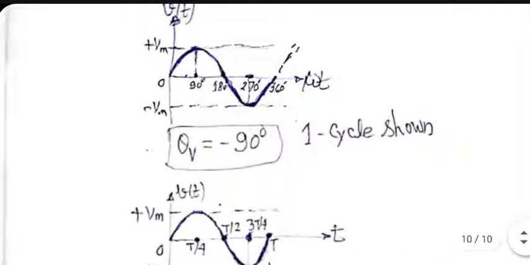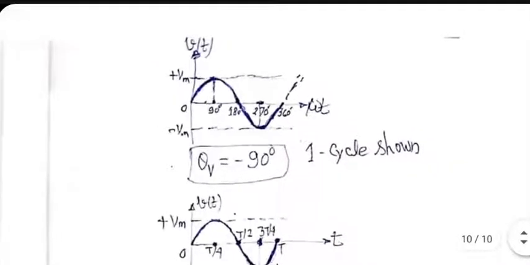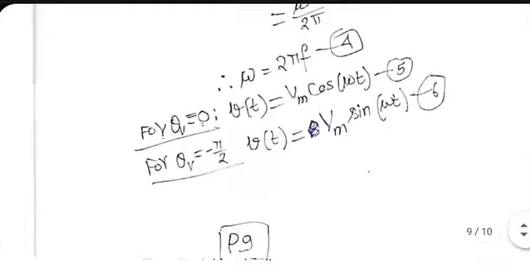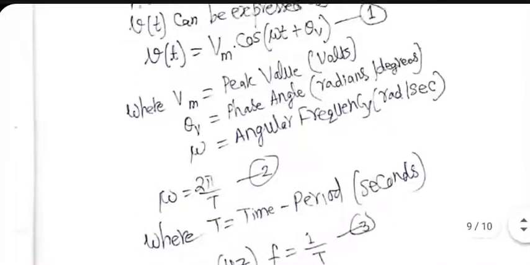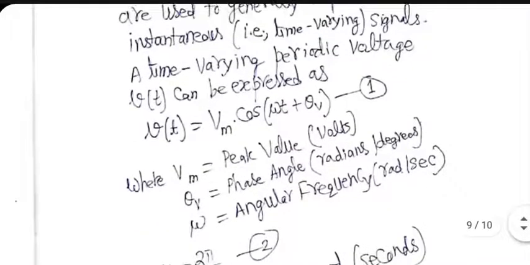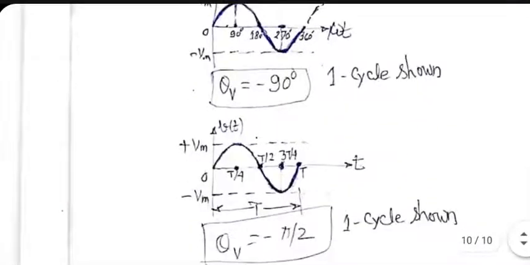This is how Vm sine omega t will look like, which is obtained by putting theta v equal to minus 90 degrees. As I said, this presentation was made keeping mechanical engineers in mind. So don't get too bored. Let me quickly finish it. For various values of phase shift, you get signals shown here. I'm sure you can verify this yourself.